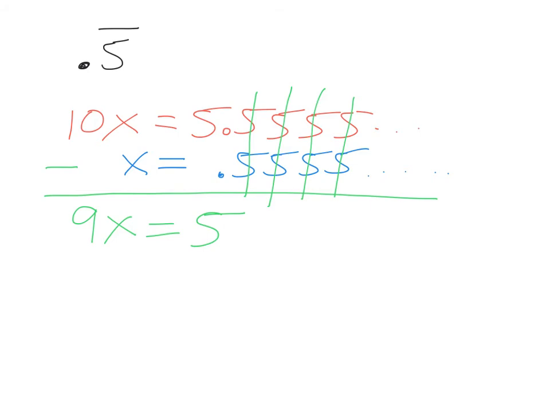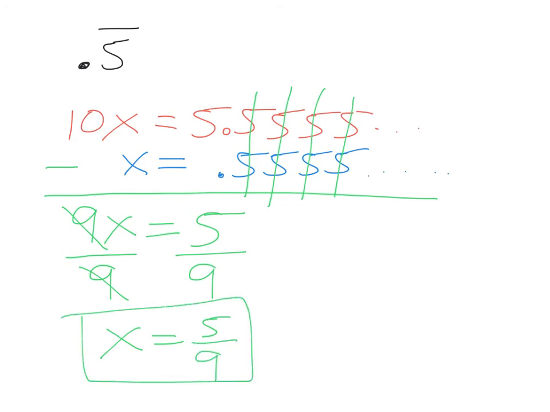Well, now I have 9x equals 5. And the best thing to do here is divide both sides by the number next to x, which is the 9, so that those cancel out. The 9's cancel out because there's one on top, one on the bottom, which leaves me with the x, which is what my original number was equal to. But now it's equal to a fraction. x equals 5/9.